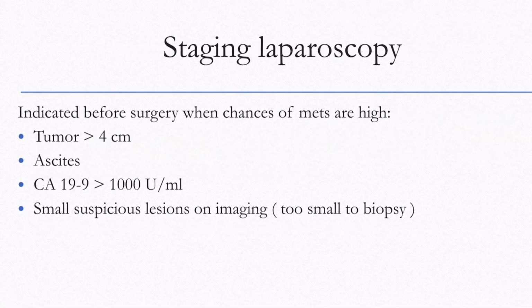Staging laparoscopy is indicated before surgery when chances of mets are high, like when tumor is more than 4 cm, ascites is present, CA 19-9 is more than 1000 units per ml, or there are small suspicious lesions on imaging, too small to biopsy. It avoids unnecessary prolonged anesthesia if mets are present. Case is abandoned if there are mets. However, if patient has any need for surgical palliation, if it is metastatic, then laparotomy is directly done as surgical procedure to palliate is also needed.